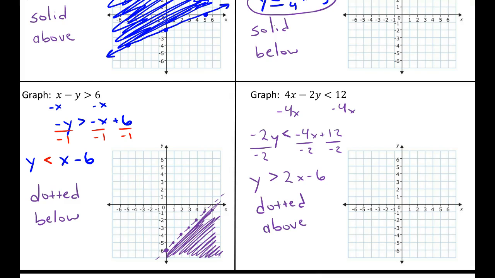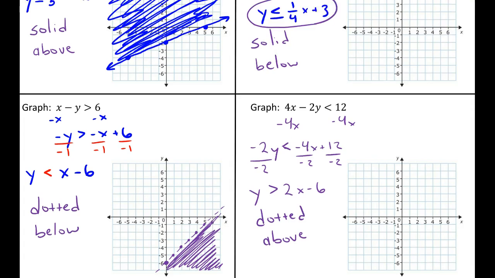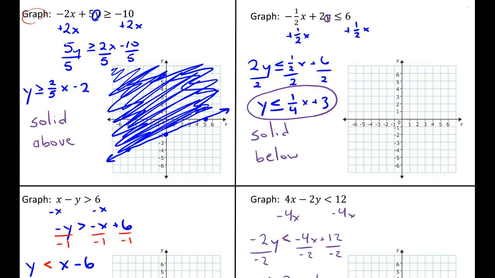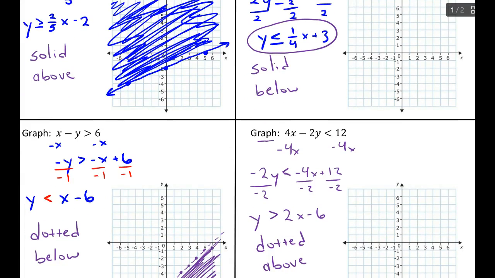Let's see what you can come up with. So I'm going to check to see how you graphed this one up here, the negative 1/2 x plus 2y is less than or equal to 6, and the 4x minus 2y is less than 12. I'm going to check to see how you did those in class. I want you to try them based on the equations we were able to rewrite, and we will go over them in class.